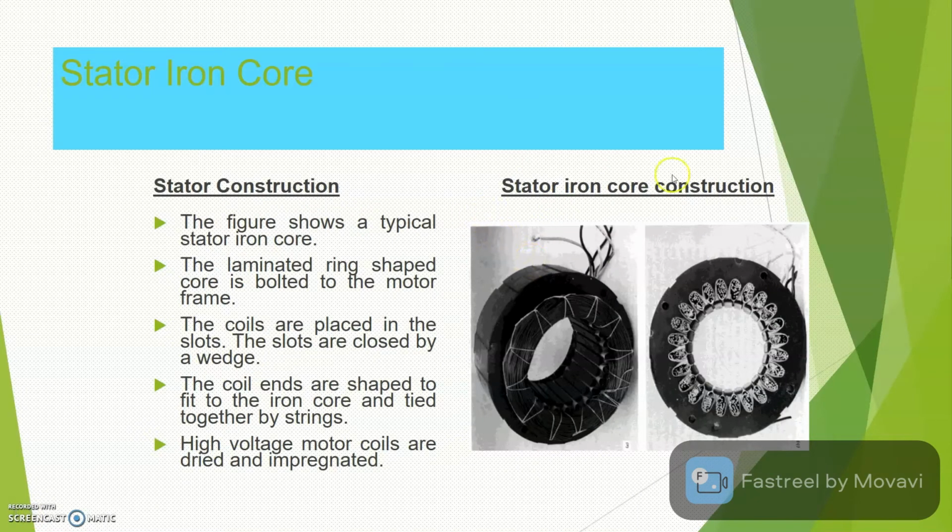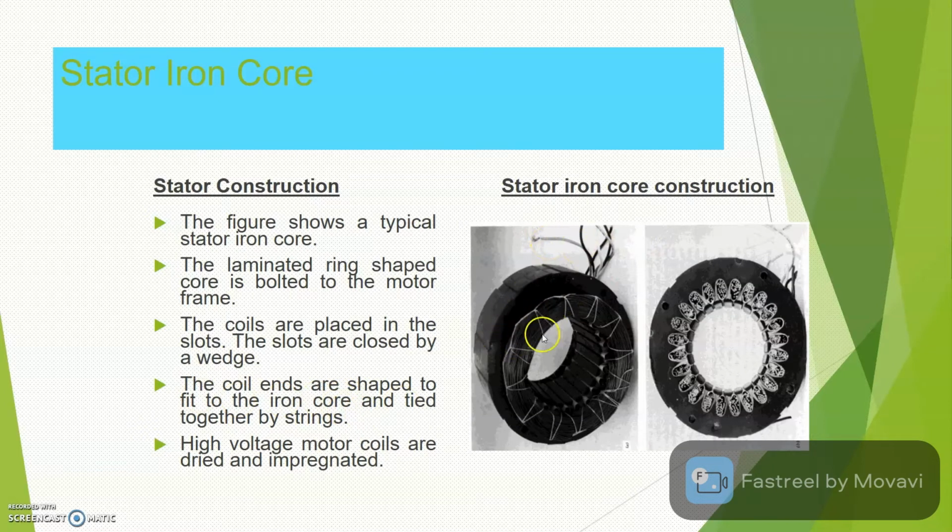This is another stator iron core construction. The figure shows a typical stator iron core, where a laminated ring shaped core is bolted to the motor frame. This is basically the coils, which also represents the coils in the slot. The coils are placed in the slot, and then the slots are closed by a wedge, and then the coil ends.